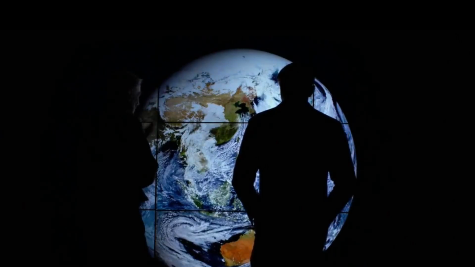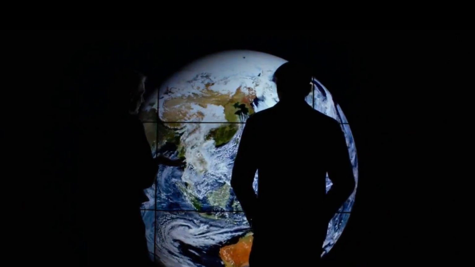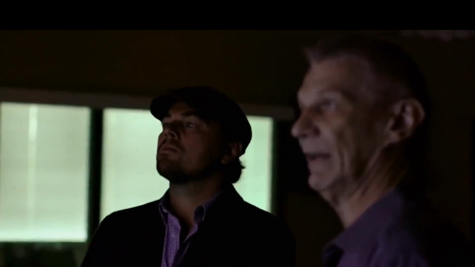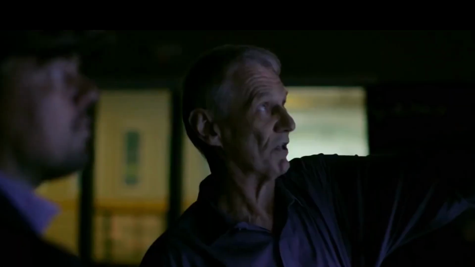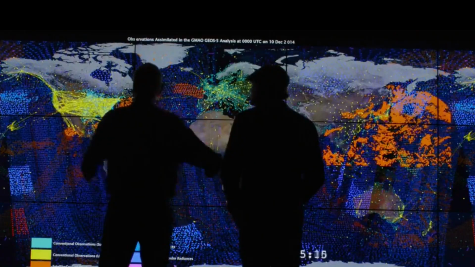So this is a model simulation of the Earth now. We have about 20 satellites that are dedicated to looking at the Earth every day. One looks at clouds, one looks at the sea surface temperature. OCO looks at carbon dioxide in the atmosphere. All this information comes in, and this is the tool we use to do climate simulation.